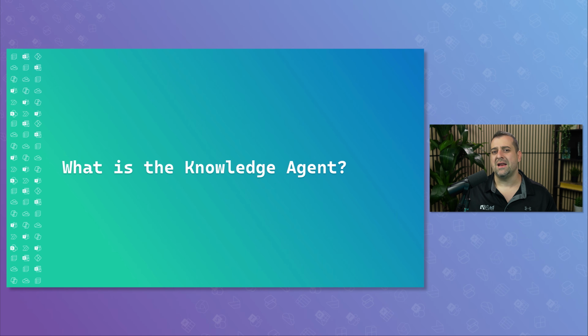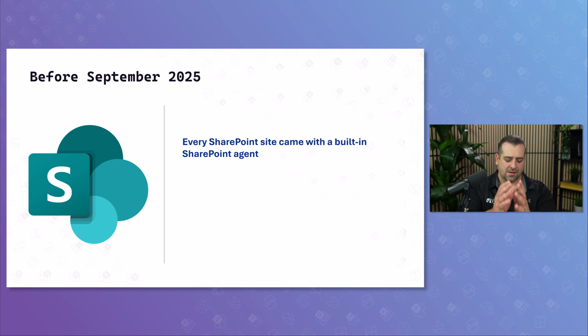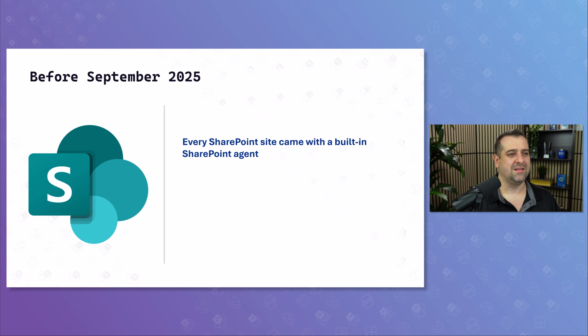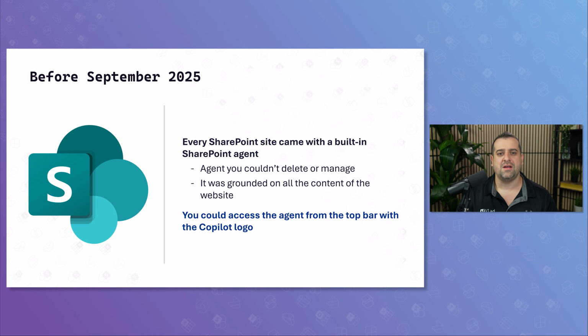Let's start with what the knowledge agent in SharePoint is. To really help you understand it, let me take a step back to before September 2025, so not that long ago. If you had an M365 Copilot license, or every tenant that had at least one Copilot license, every SharePoint site had a built-in agent that came with the site. Not something we could turn off, delete, or manage, and it was grounded on all of the content of the website. So that was there by default, and you could access the agent using the top bar with the Copilot logo.